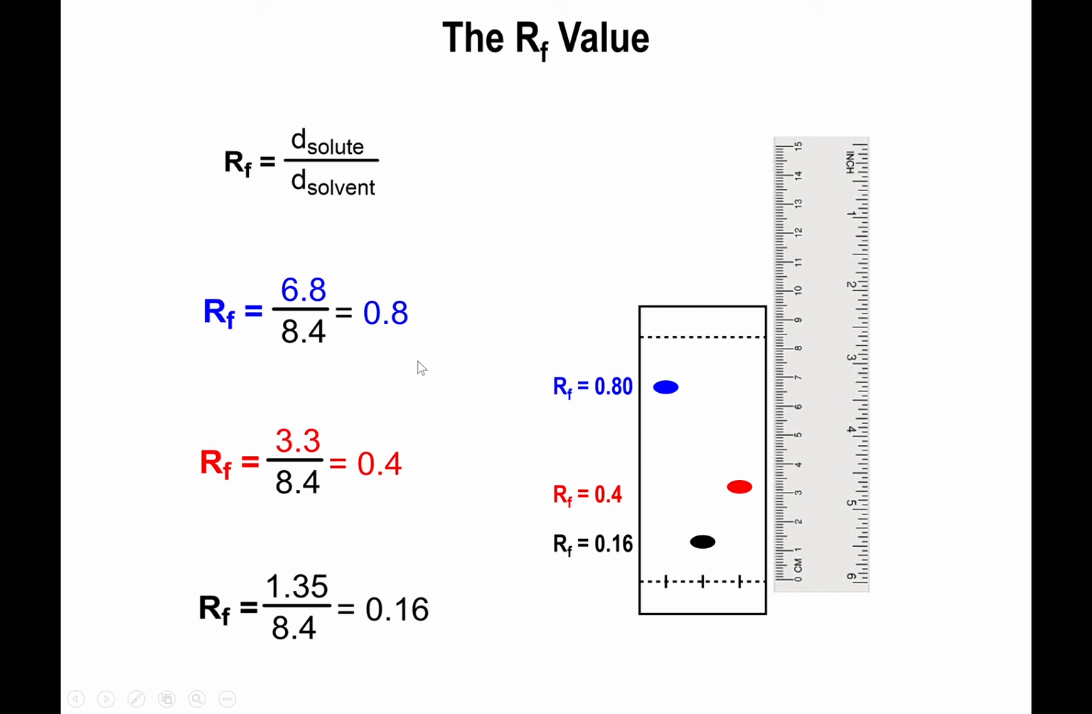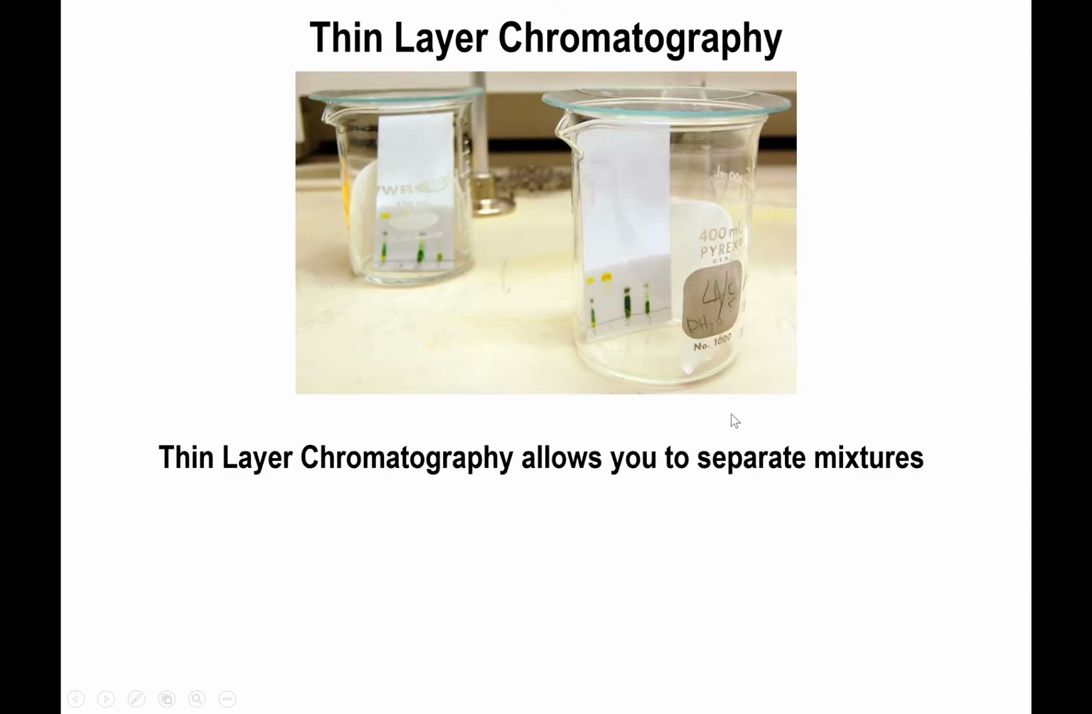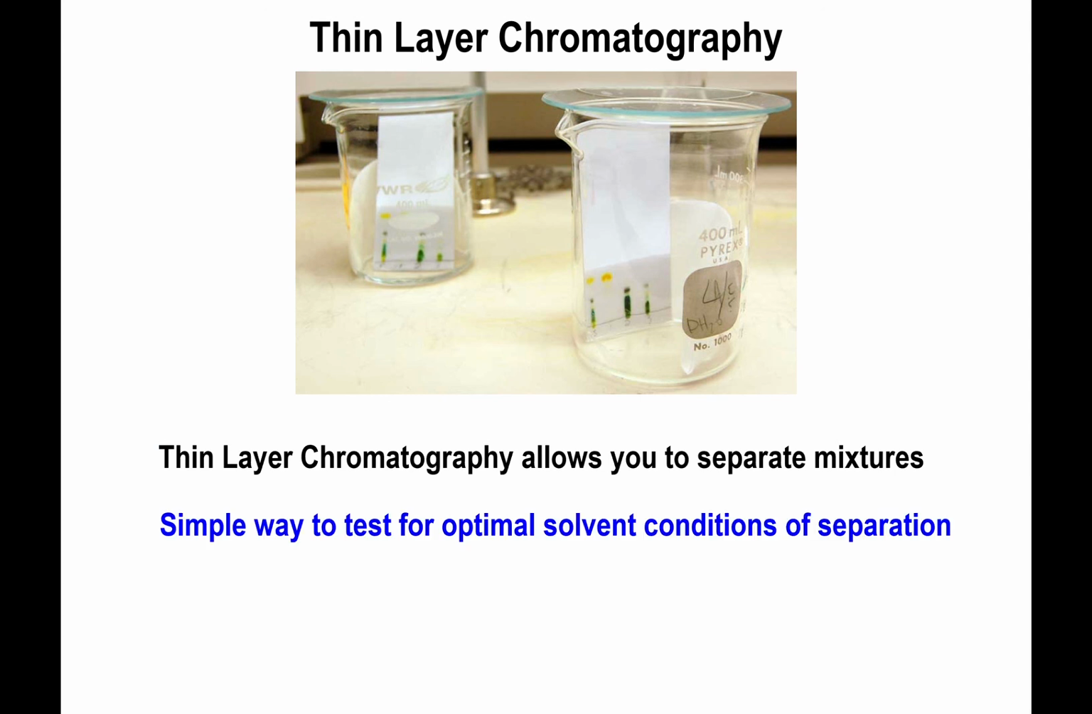So theoretically speaking, those ratios are not going to change irrespective of where you stop with the solvent front. But experimentally, you want this to be kind of close to the end of the plate so that you have the best separation between your spots. So this separation is just a lot.